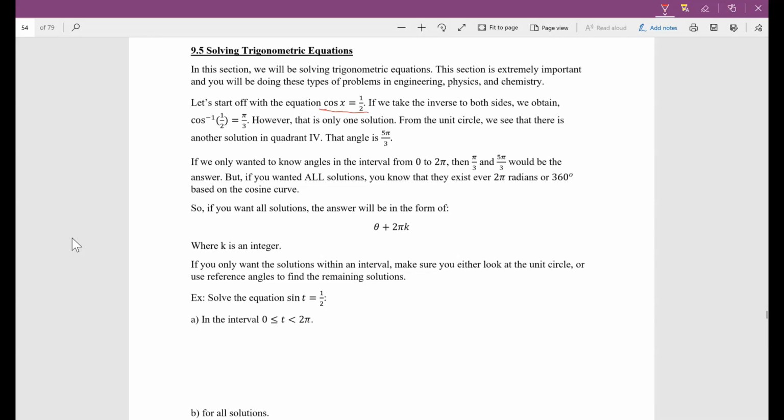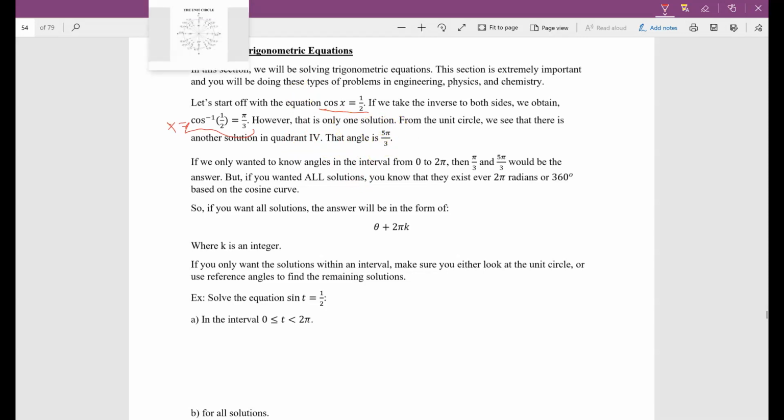One way that we can do it, which we've already learned, is by taking cosine inverse to both sides. Then I get x by itself, and x is equal to the cosine inverse of 1/2, which equals pi over 3. But that's only one solution. We know that the cosine is 1/2 at many different angles. From the unit circle, we see that it's also in quadrant 4, which is 5 pi over 3.